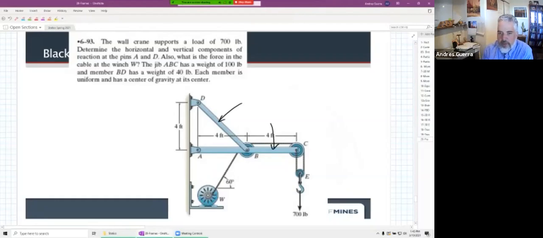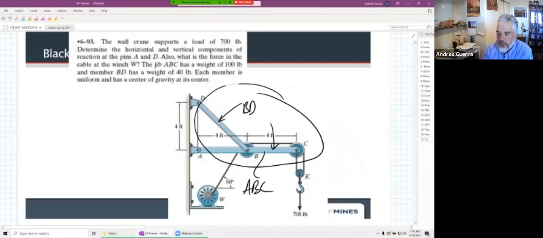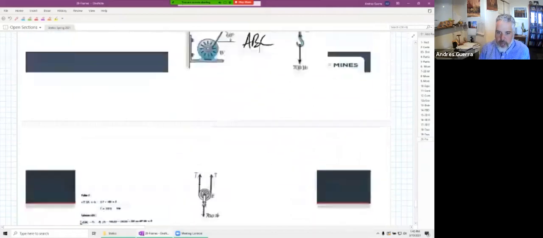How many possible FBDs do we have? We could do the FBD of the whole thing, an FBD of B to D, and an FBD of A, B, C. It's the same thing, we just have 3 different options for FBDs. Don't be afraid to draw each one and then figure out which one you're going to use. In this one we also have 6 unknowns, so we don't need all 3 of them. We only technically need 2 of them.